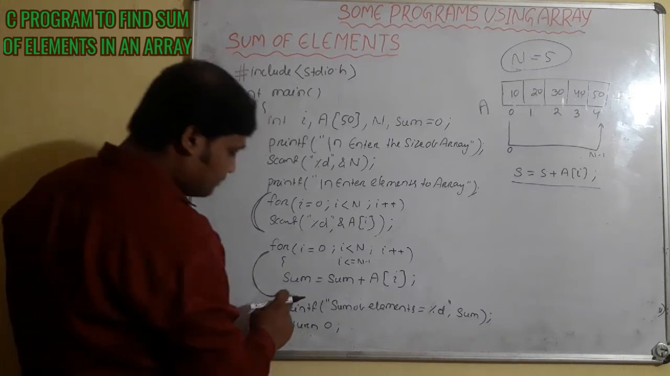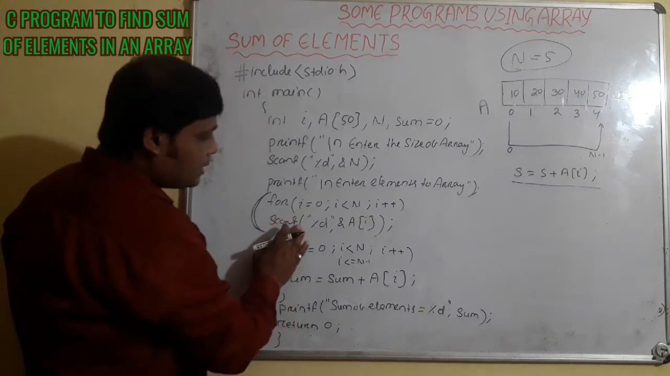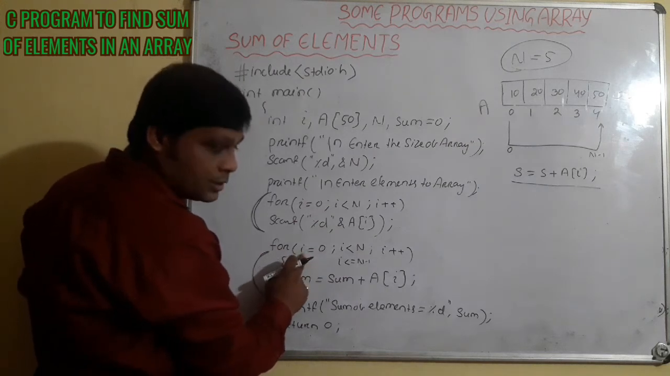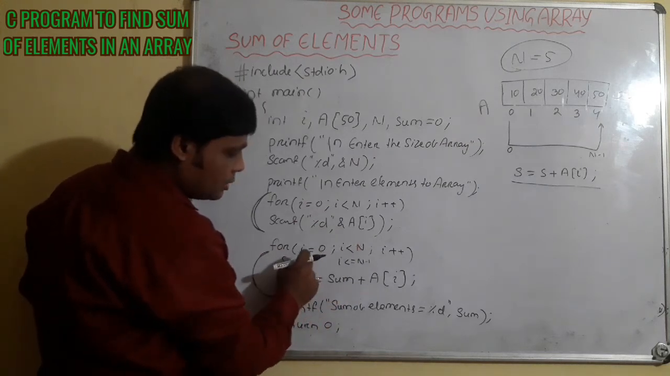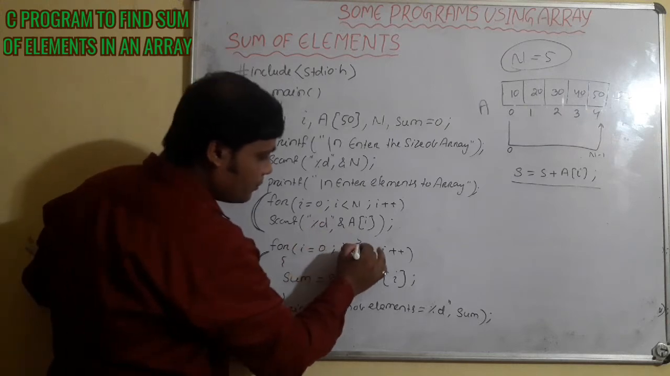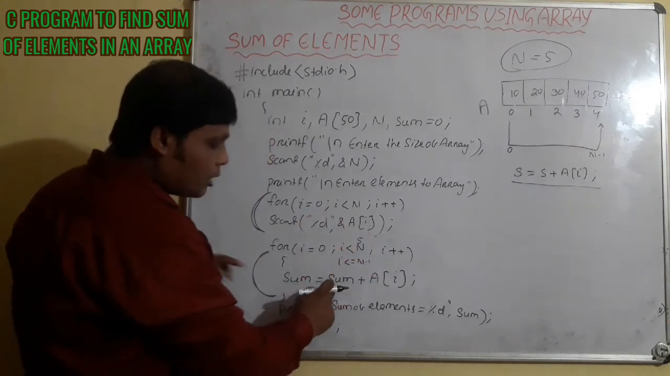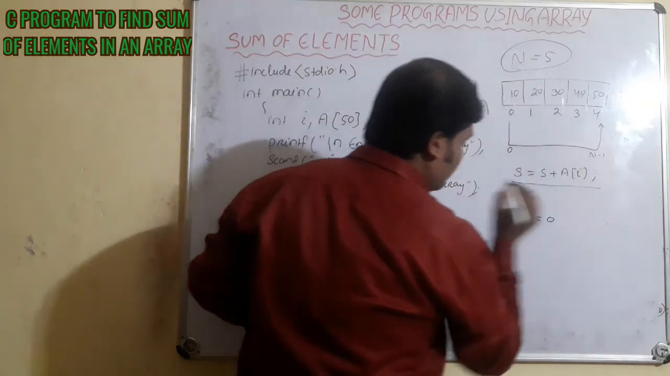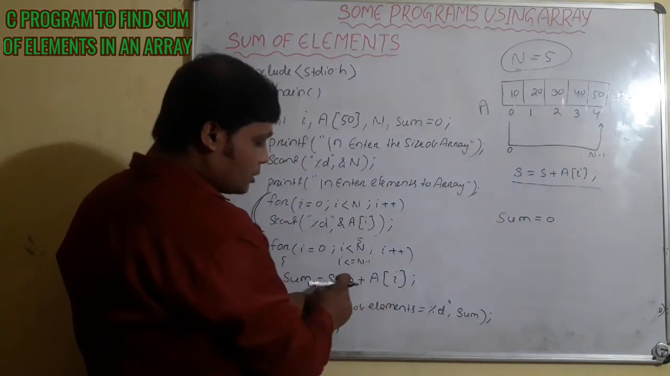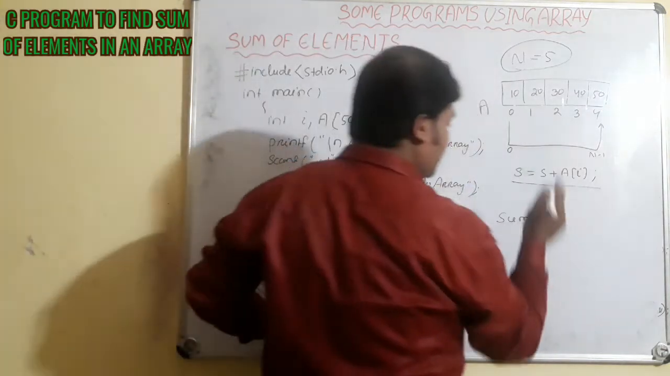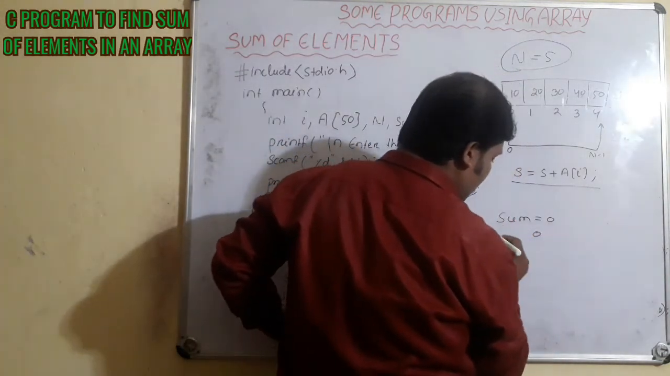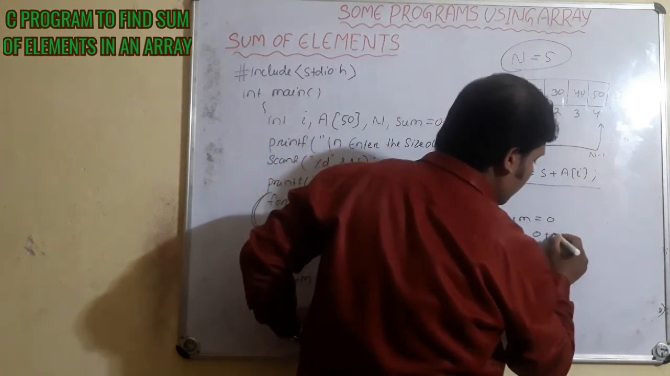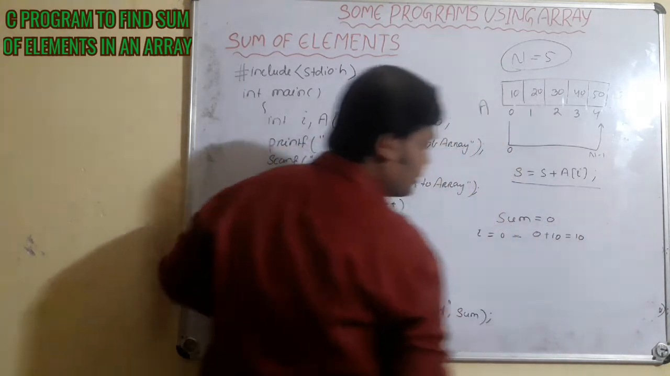Okay, now see, first I will input 5 values, then I have to travel from the 0 position to the n minus 1 position. i equal to 0, i less than n, value of n is 5. Then sum equal to sum plus a of i. First sum value is 0. When i value is 0, sum is 0 plus a of 0. a of 0 means 10. So when i value is 0, then sum value will be what? 0 plus 10. That is 10.